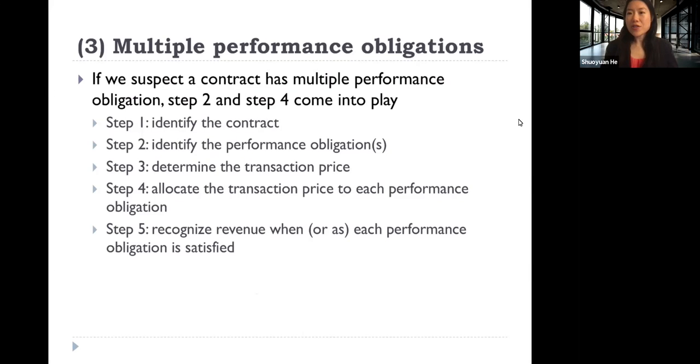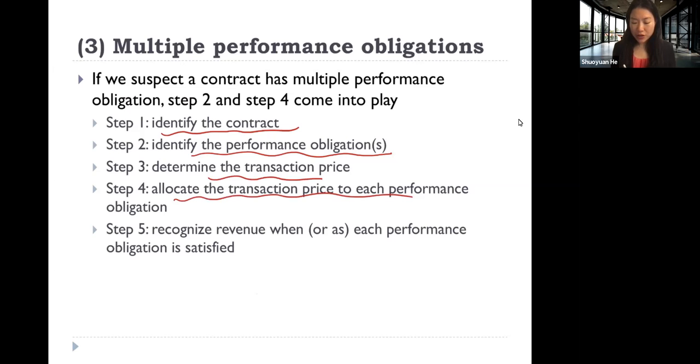And the third situation here is we have multiple performance obligations. If you still remember, when we talk about the 5 steps to apply the principle, the first step is to identify the contract. The second step, identify the performance obligations. Third step is to determine the transaction price. Fourth step, allocate transaction price to each performance obligation.